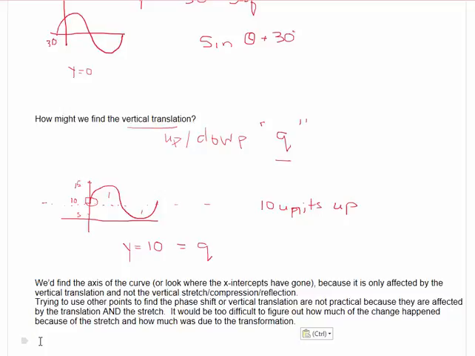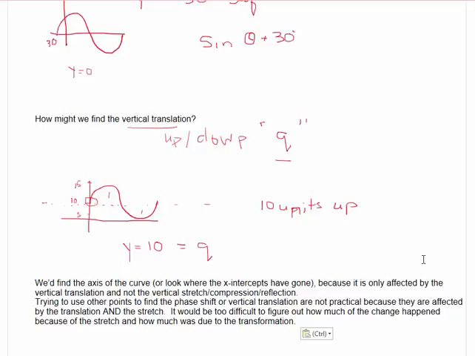Trying to use other points to find the phase shift or vertical translation is not practical because they are affected by other translations and stretches. It would be too difficult to figure out how much of the change has happened because of the stretch. So just find your y-intercept and your x-intercepts and you can figure out P and Q.